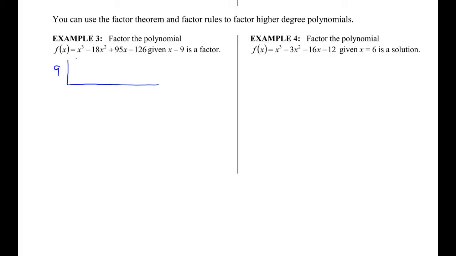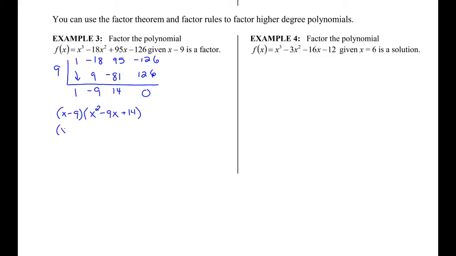My coefficients are 1, negative 18, 95, and negative 126. And we're going to go through and do synthetic division here. And we get a remainder of 0, which tells us that x minus 9 or x equals 9 is in fact a factor. So we can then take the bottom line here. So we know we already have x minus 9. We can turn the bottom line into a polynomial starting 1 degree less than the original polynomial. So this gives us x squared minus 9x plus 14, and I can factor that polynomial further.